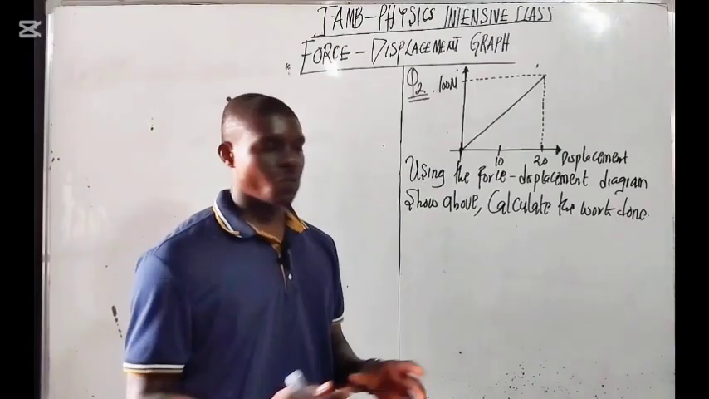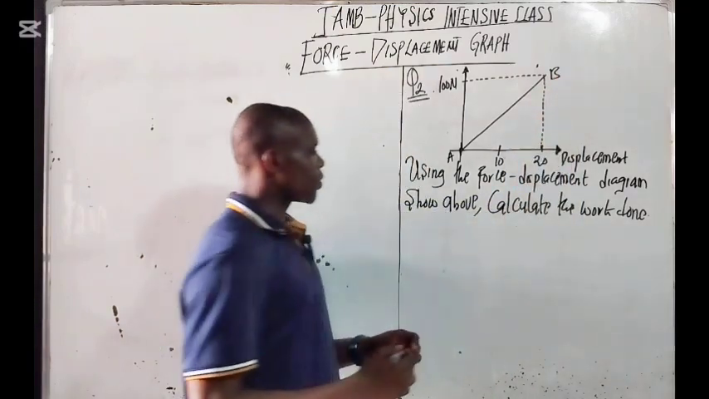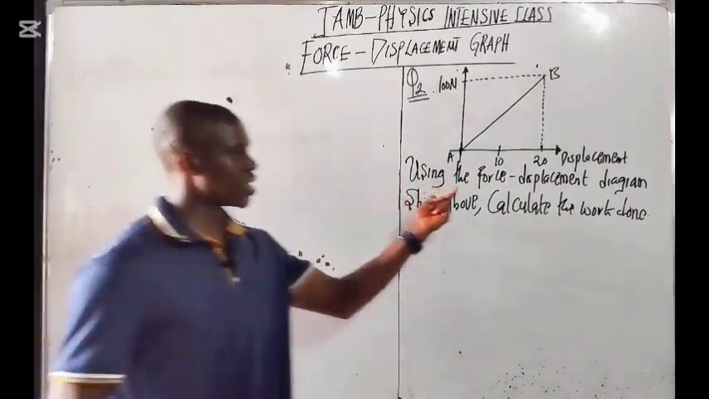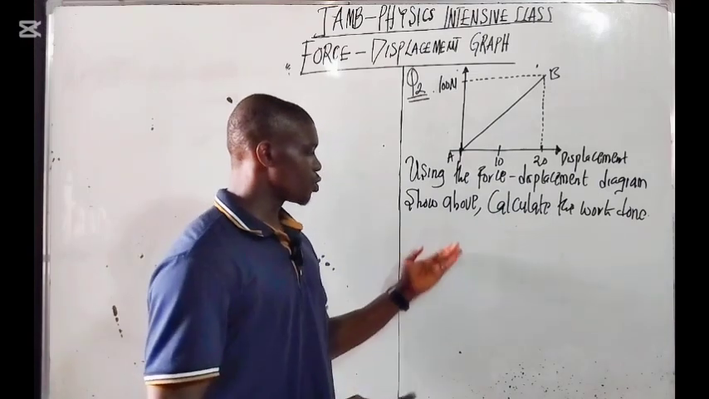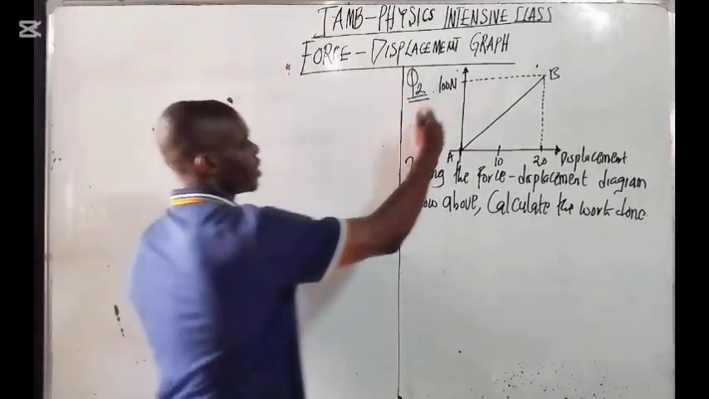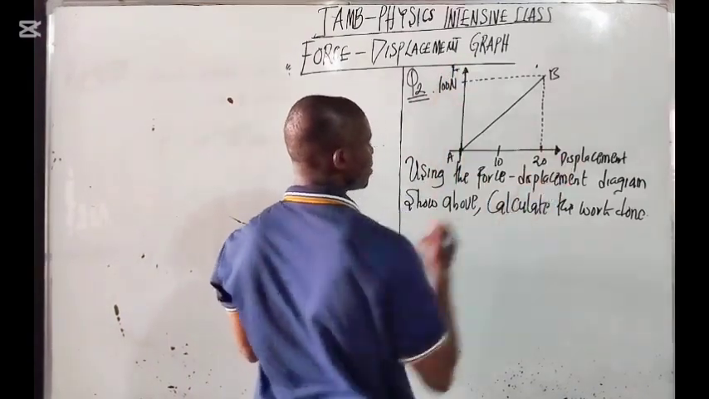Now let's look at this question here. You have A and B. Look at this question here. Using the force displacement diagram shown above, calculate the work done. Right now, if you look at the diagram here, you remember here is my force F, and here is my displacement.